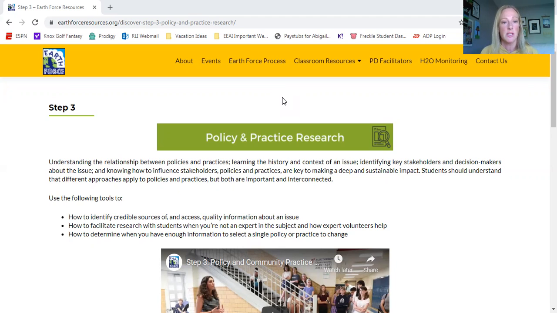So I'm highlighting a resource that you can find on earthforceresources.org that has to do with step 3, policy and practice research. One of my favorite resources throughout this whole process is involved in this step. This is the step where students are really going to learn the difference between policy and practice and really dig into their issue as far as the history of the issue, the context, who has power over the issue, and who is impacted by the issue.